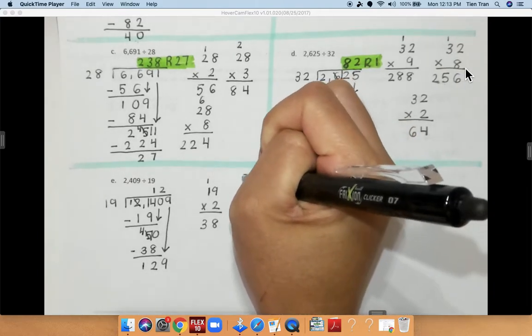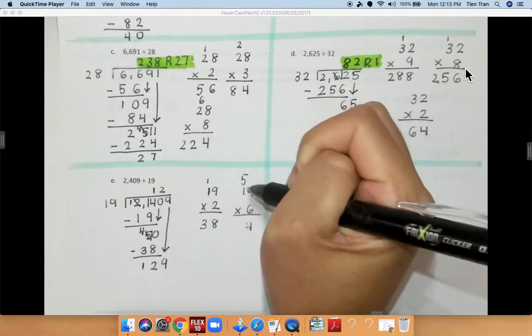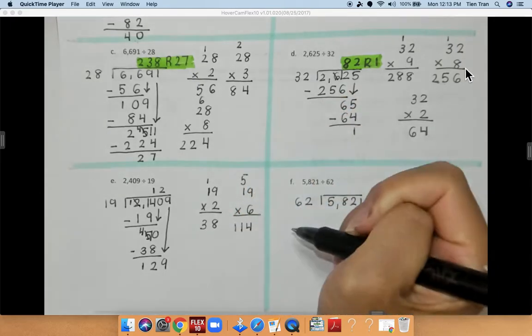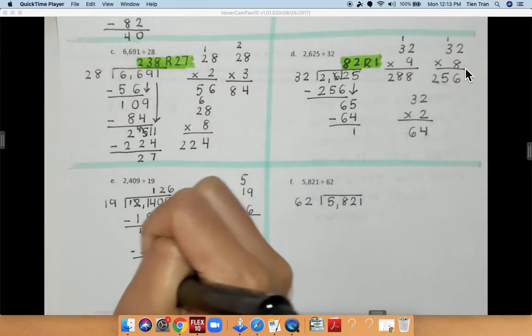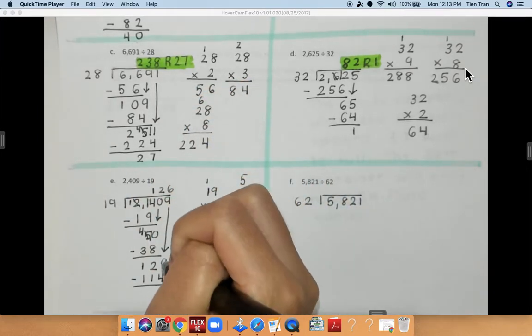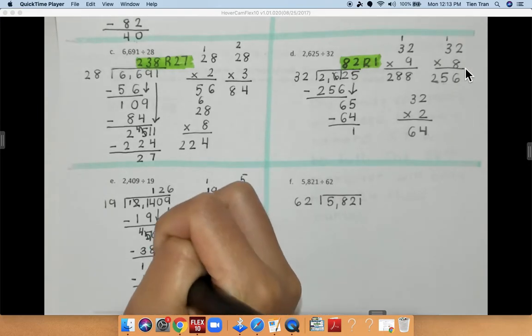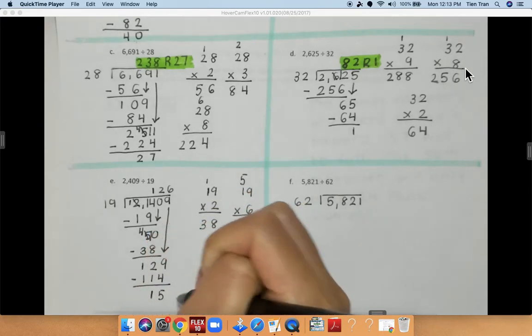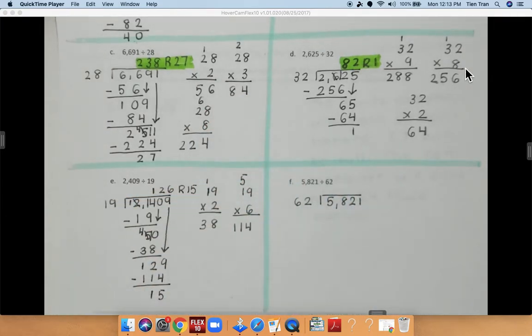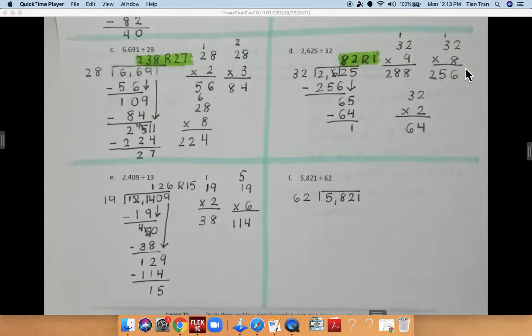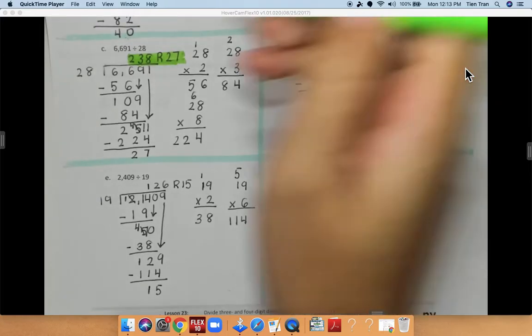9 times 6 is 54. 6 times 1 is 6, plus 5 is 11. I have 114. So I'm going to write that down, 114, and subtract. 9 minus 4 is equal to 5. 2 minus 1 is 1. So my remainder is 15. My remainder is still less than my divisor, so that works. So my answer is 126, remainder 15.